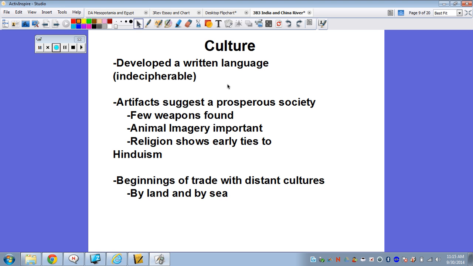So culture in Indus River Valley, they developed a written language. We have yet to be able to decipher it. Artifacts suggest a prosperous society. Like we said earlier, there were few weapons found, so we can imply based on that there weren't a whole lot of invaders over the course of this Indus River Valley civilization. We know that animal imagery was important, and we know that religion will show early ties to Hinduism, which we'll get into next unit. And we're going to see the beginnings of trade by land and sea with distant cultures.